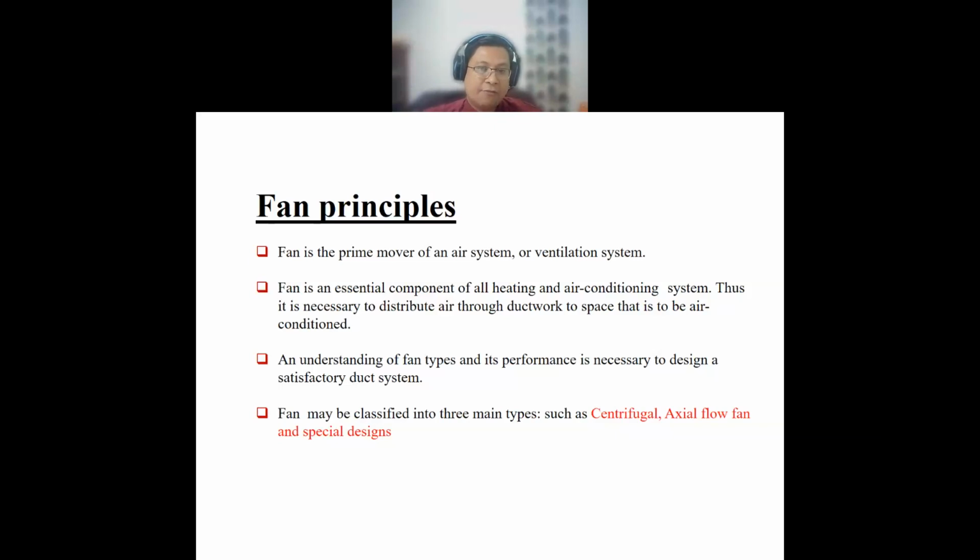So an understanding of fan types and their performance is necessary to design a satisfactory duct system. We will touch on this also. Fans may be classified into three main types: centrifugal, axial flow fan, and special designs. Based on the implementation of the fan, the conditions will vary, so we will select based on the application.